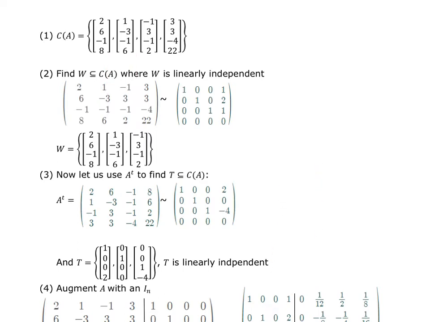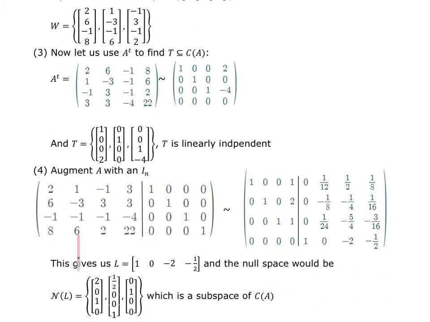And then the last way, which is new, is that we take our matrix and augment onto it the identity matrix of size m, and we get this. Now we pay attention to this part right here. We're not worrying about this part. We use this information to give us a submatrix, and we call it L. The null space of that would give me 2, 0, 1, 1 half, 0, 0, 1, and 0, 1, 0. And this is also a subspace of the column space of A, and it is also linearly independent.